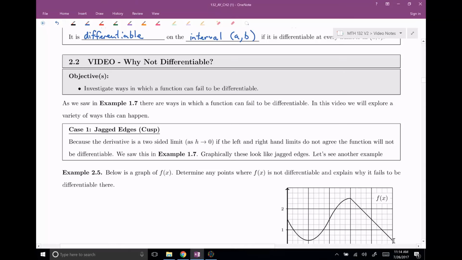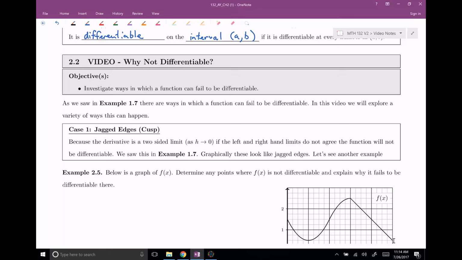Welcome back, everyone. This is Chapter 2, Section 2, our second video, 2.2.2, and this one's titled, Why Not Differentiable? The claim is there are some different ways that a function can fail to be differentiable, and we would like to be able to identify those, not only from the equation, but also graphically.